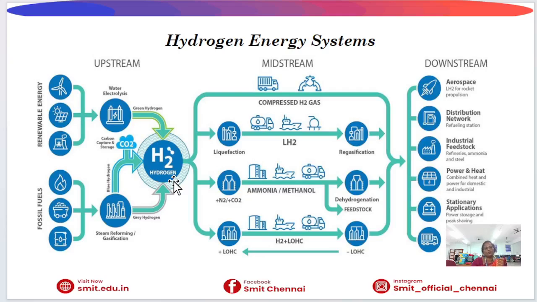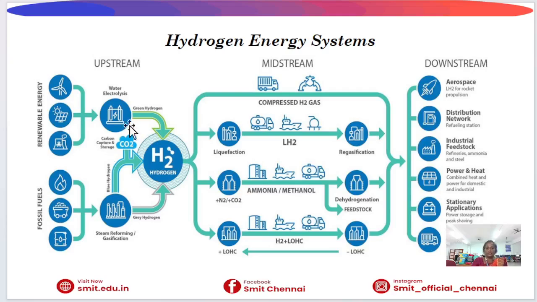This diagram shows the hydrogen value chain in three stages. First one is upstream. In upstream, hydrogen is produced using renewables by electrolysis, and from fossil fuels by steam reforming. With carbon capture, it becomes blue hydrogen.